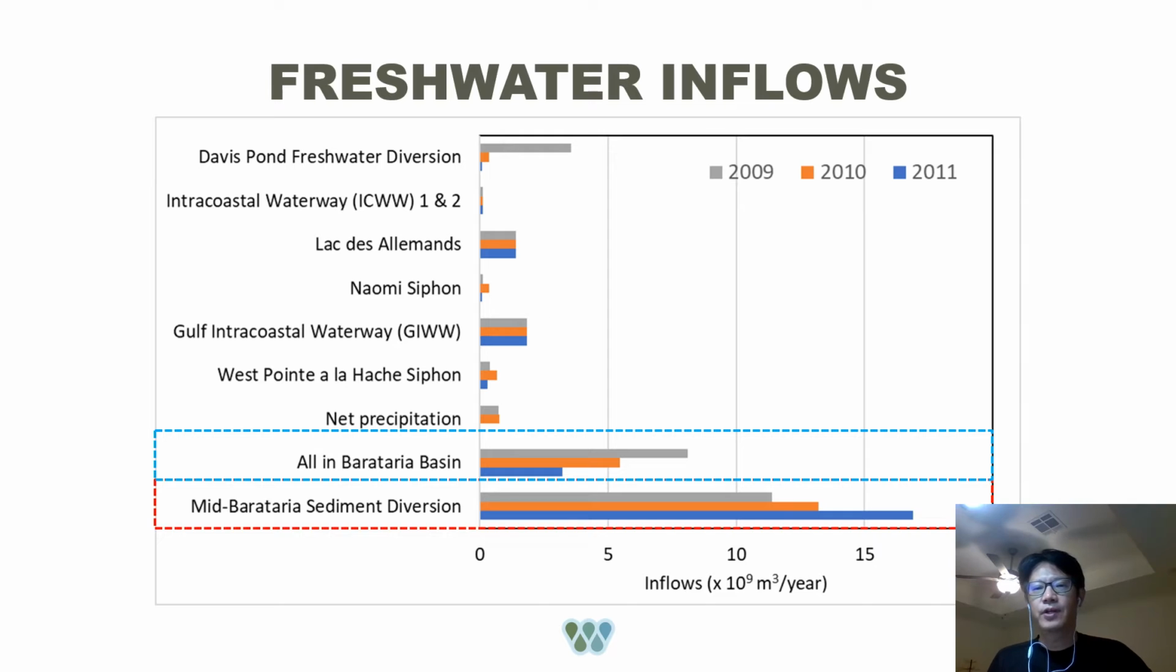There are 7 freshwater inflows into the basin. The figure shows annual mean freshwater inflows at each location from 2009 to 2011. The blue and red boxes represent the total freshwater inflows for no diversion and with diversion cases.